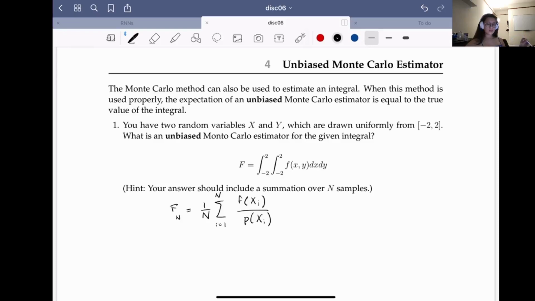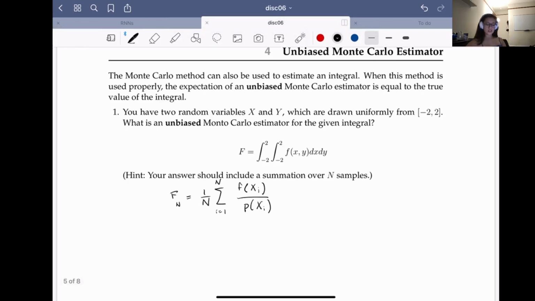Alright, on to the unbiased Monte Carlo estimator. As we talked about in lecture, we can use the Monte Carlo method to estimate some integral. And if we do it correctly, we can create an unbiased Monte Carlo estimator where the expectation of this estimator will be equal to the true value of the integral.